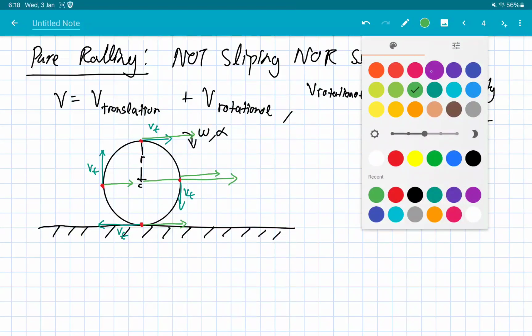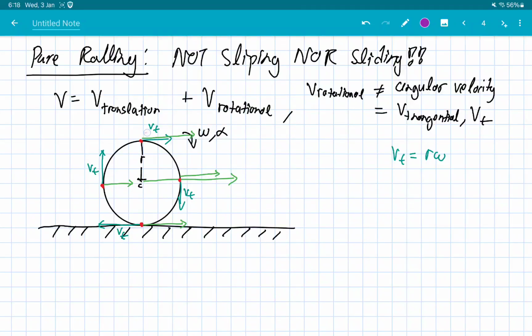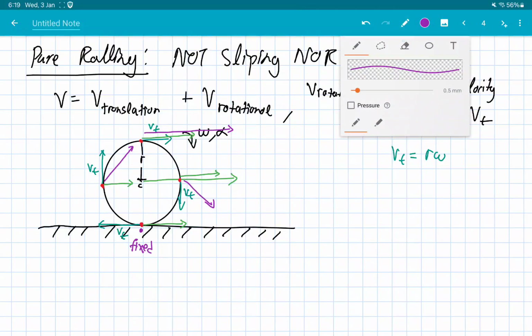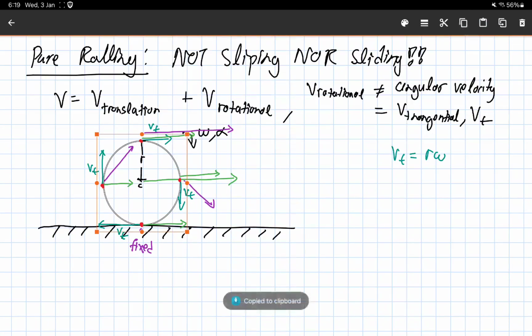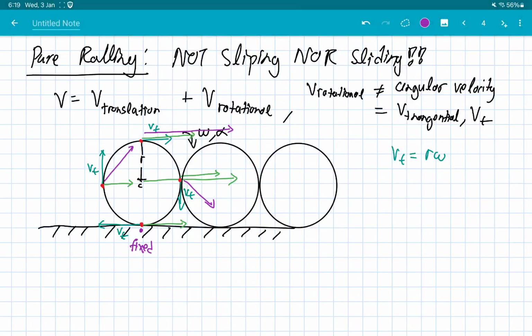If we combine both of these velocities together, you get a resultant velocity that moves in this direction. This one is in this direction, this one is standstill, and this one is in this direction. Imagine this point is basically a fixed point. As it rotates, eventually the circle is going to move here, and then here. I'm going to call these points A, B, D, and E.